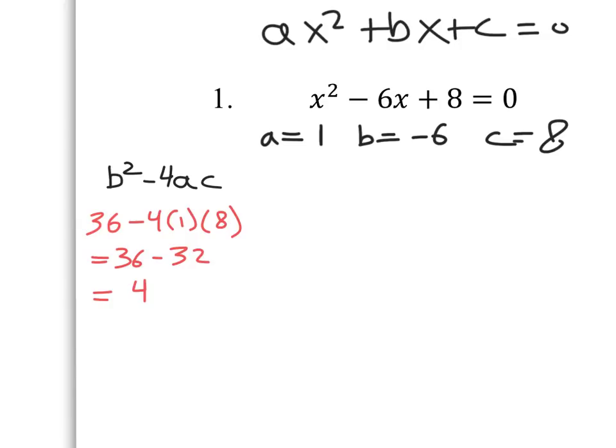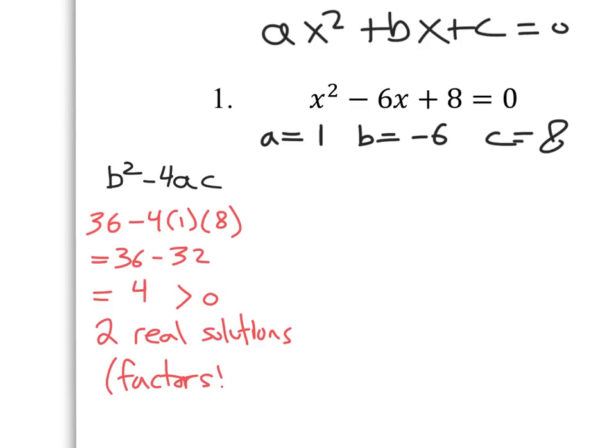Right? Based on our rule from the last page, b squared minus 4ac is positive. So that's greater than 0, right? If 4 is greater than 0, that means we're going to have 2 real solutions. Right? And because 4 is a perfect square, this one's going to factor. Okay, this one's going to factor.